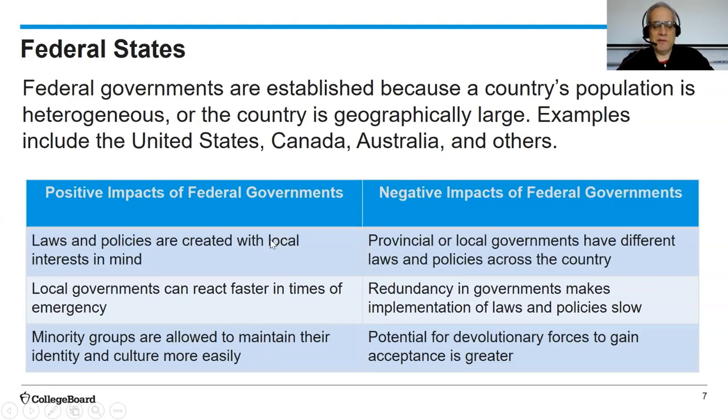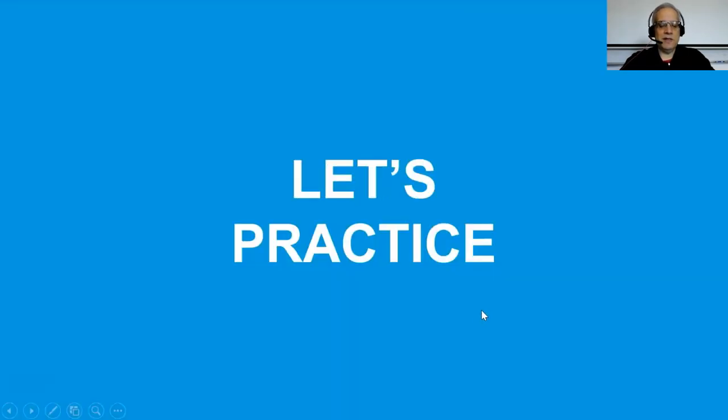Negative impacts of federal governments include the fact that provincial or local governments have different laws and policies across the country. The redundancy in governments makes implementations of laws and policies very slow as the different levels of government have to interact with each other. And the potential for devolutionary forces to gain acceptance is actually greater in a federal government than it is in a centralized government. Let's practice.